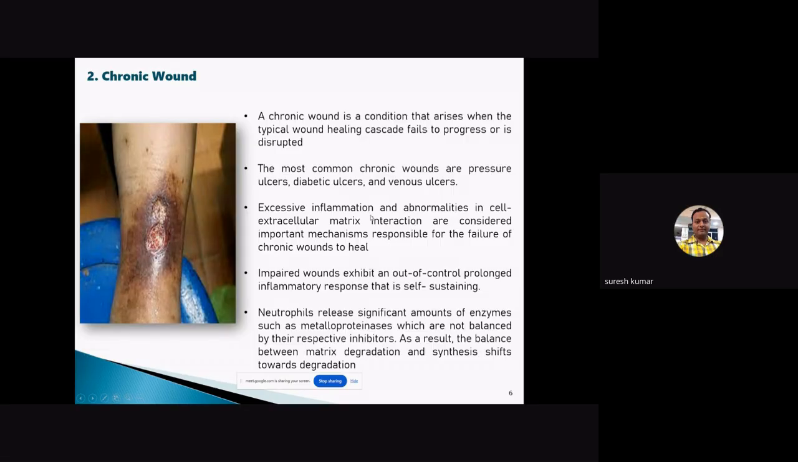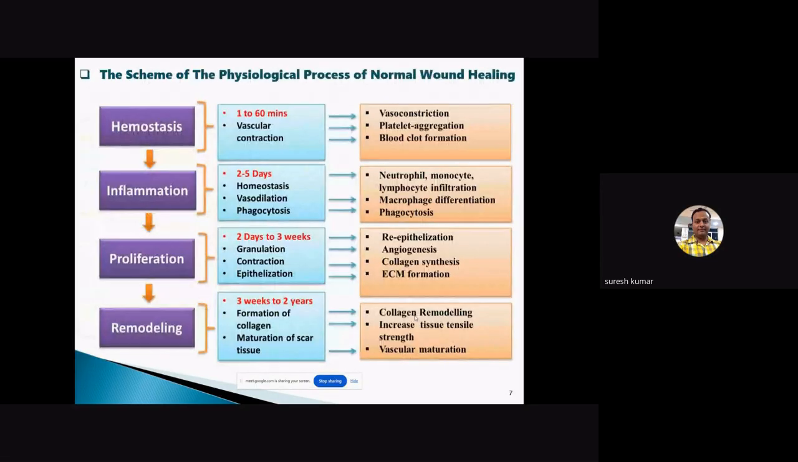Excessive inflammation results in the failure of chronic wounds to heal, leading to loss of control of the healing process. Neutrophils at the site of injury release a significant amount of enzymes such as MMPs, which are not balanced by their respective inhibitors. As a result, the balance between matrix degradation and synthesis shifts towards degradation. This is very basic physiology that normally happens in our system. What are the different processes? Hemostasis, inflammation, proliferation, and remodeling. Each process takes a particular amount of time.